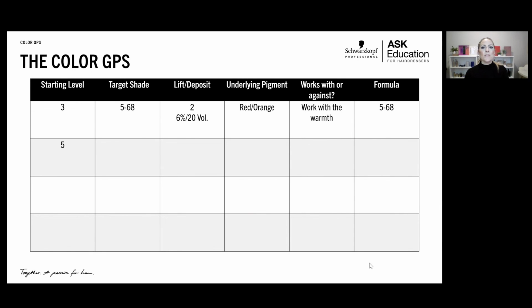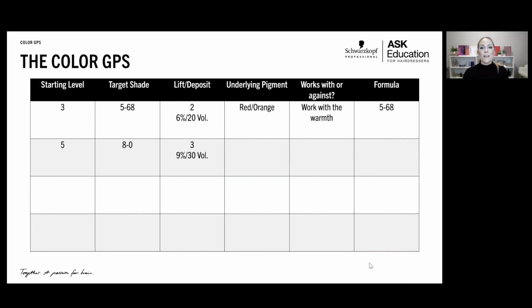Okay, our next example, starting at a level 5. The only reason I know that is because we checked the natural level exactly, and I know exactly where I'm starting. 8-0 is the target tone, so I'm looking for a level 8, but neutral end result. And the amount of lift that is required from a level 5 to a level 8 is 3 levels. So the developer that I would use is my 9% 30 volume, right? So now I'm lifting from a level 5 to a level 8, which is our 3 levels of lift.